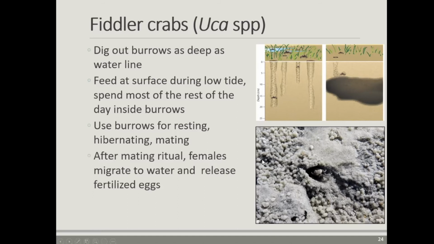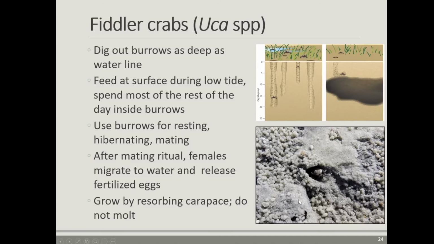After mating occurs, the females will migrate to the edge of the water at a low tide. I'm sorry, at a high tide, and release the eggs. And then as the tide goes out, it takes the eggs out into the bay. The little crabs remain as larvae until they molt into juveniles, and then they'll make their way back up on shore again.